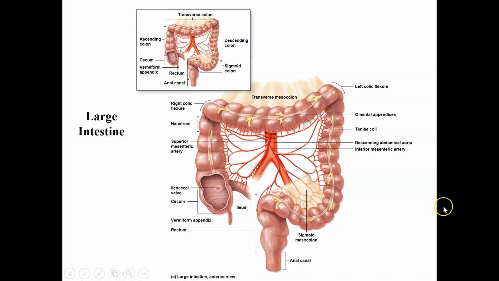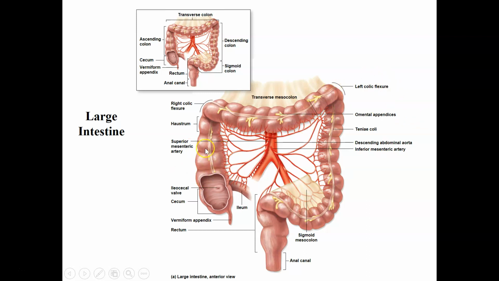Some other features I want to point out in terms of the anatomy. Where the colon takes a turn between ascending and transverse, that's called the right colic flexure. Flexure means bend point. Where it takes a turn on the other side, transverse to descending colon, that's the left colic flexure.